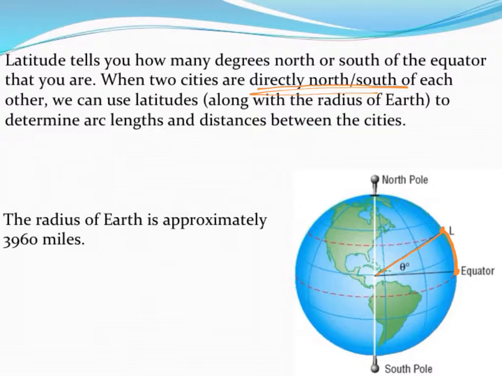And we're going to use a radius of the Earth. We're going to assume it's approximately 3,960 degrees. So that's kind of going to be our understanding for these latitude problems. So let's take a look at our example.